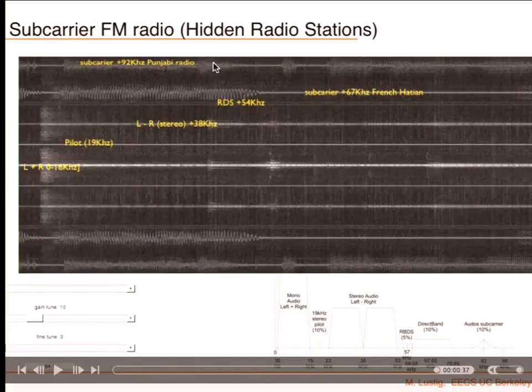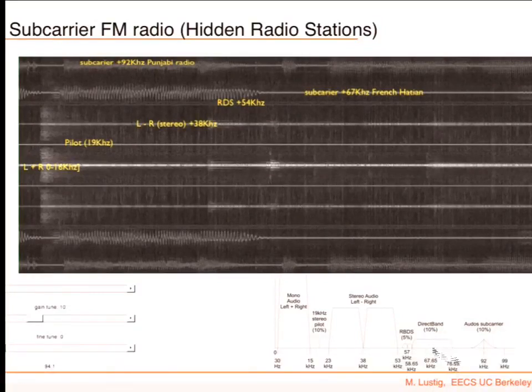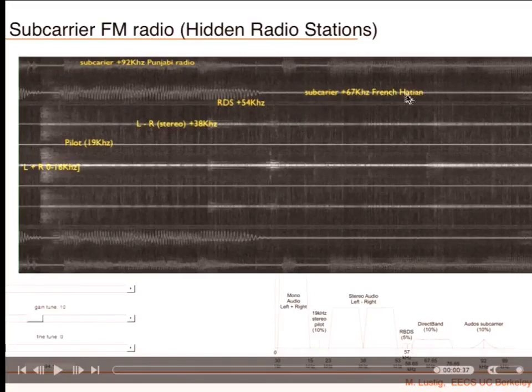And then at 92 kilohertz, there's another FM modulated signal. If you look at Wikipedia, these are called subcarriers. The stations rent those parts to other stations to transmit information. If you have a radio that can decode these subcarriers, you can listen to them. This particular one is French Haitian, that's what you're hearing. And this one is Punjabi radio.